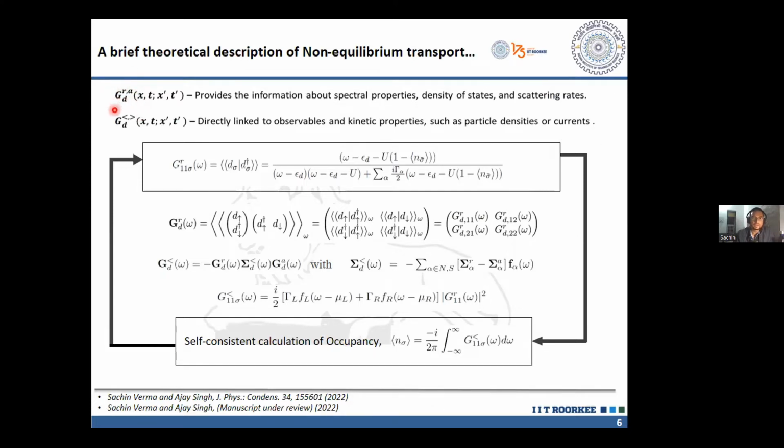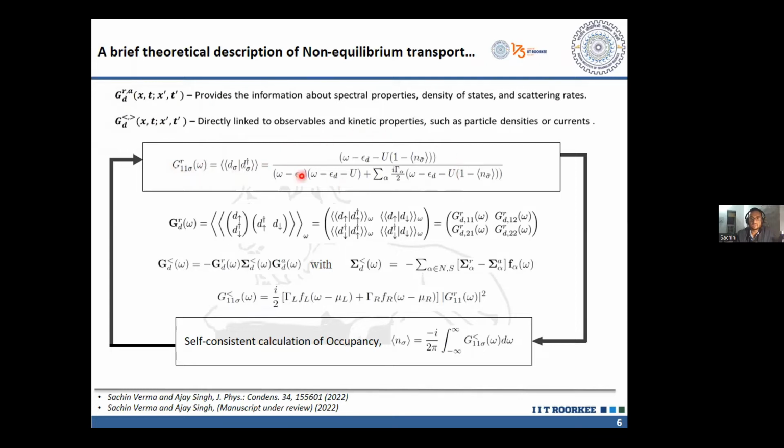Okay. So to calculate the thermal transport properties, charge transport properties, or spectral properties, we need to have a basic idea about the propagators, or Green functions, or correlation functions. The retarded Green function provides the information about the spectral properties, density of states, or scattering rates of these devices, and the lesser and greater Green functions are directly linked to observables such as kinetic properties, density of states, or currents. So we have calculated this Green function using various approximations.